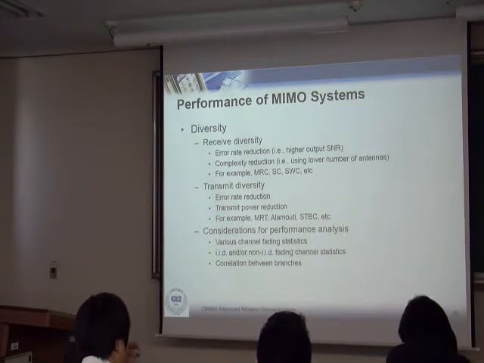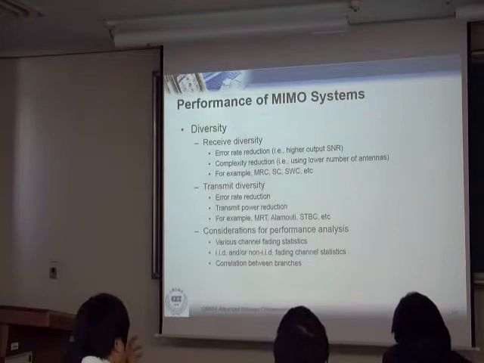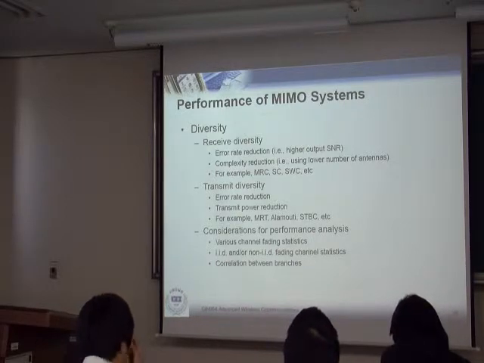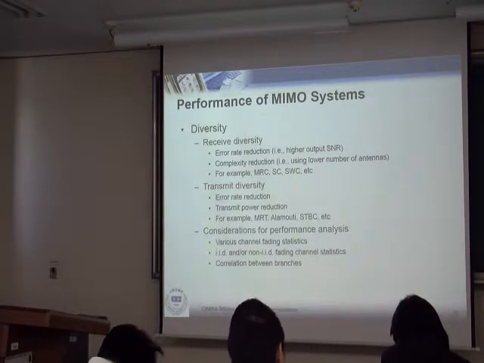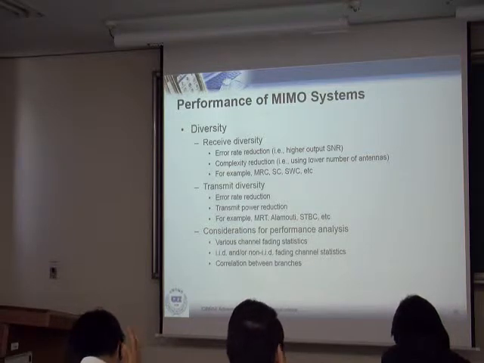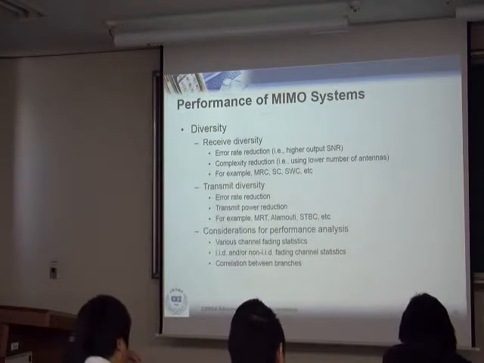Maybe this one follows Rayleigh. Rayleigh has one parameter, right? This gamma bar, average SNR. Maybe this one follows the Rayleigh with a certain average SNR. Maybe the second channel follows Nakagami with some other things. In that case, it's completely different.